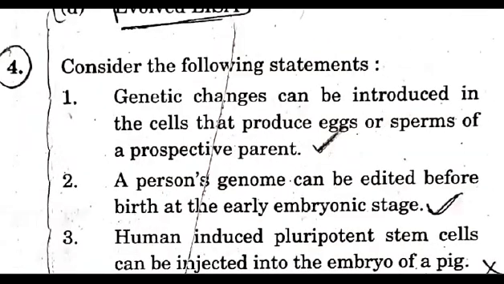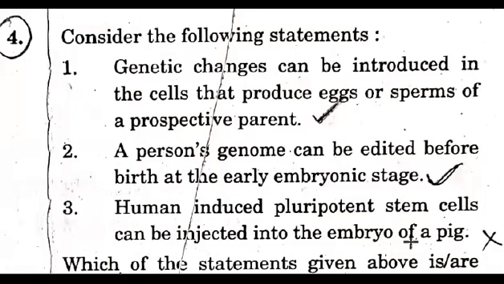Now the next question goes in this way. The question has the following statements. There are three statements. Genetic changes can be introduced in the cells that produce eggs or sperms of a prospective parent. Now, genetic changes can be introduced in the cells that produce eggs and sperms of a prospective parent.